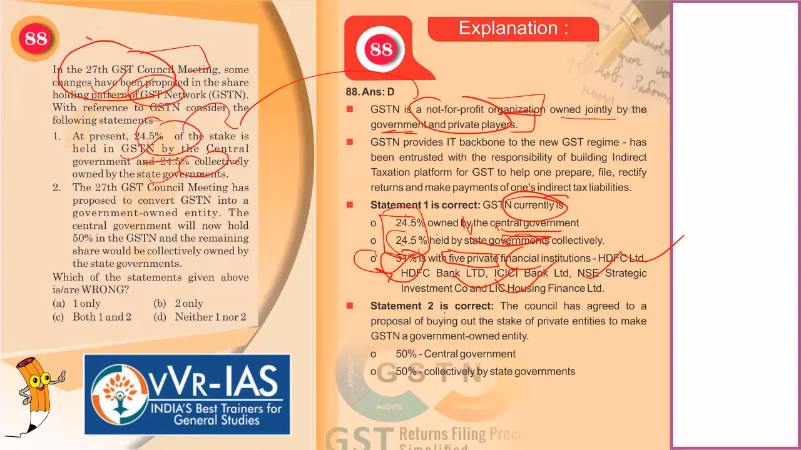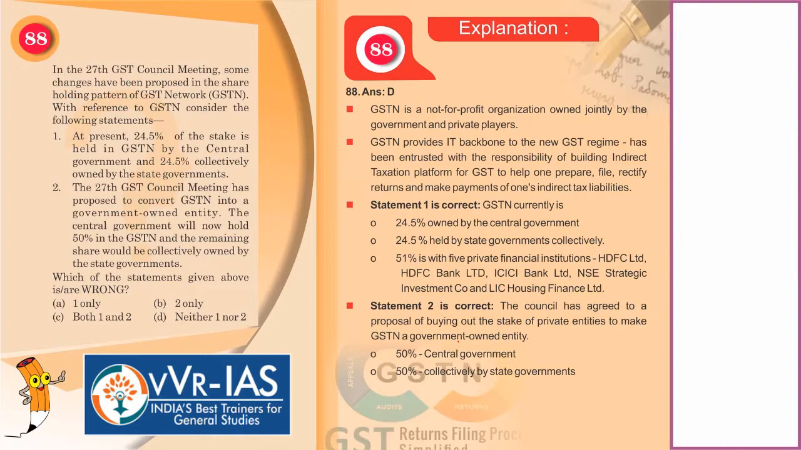Now the 27 GST Council agreed to a proposal of buying out the stake of private entities to make the GSTN a totally government-owned entity. So now the shareholding would be 50% with the Centre and 50% collectively by the state governments. This is what the GSTN proposed.